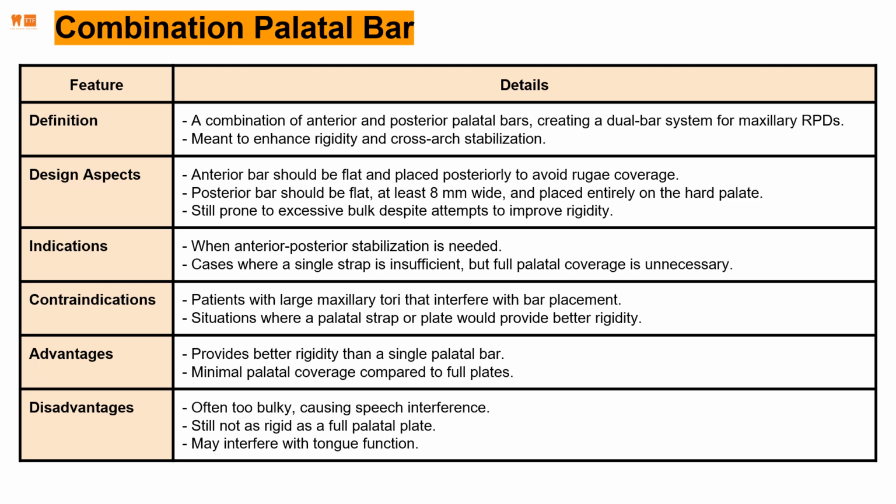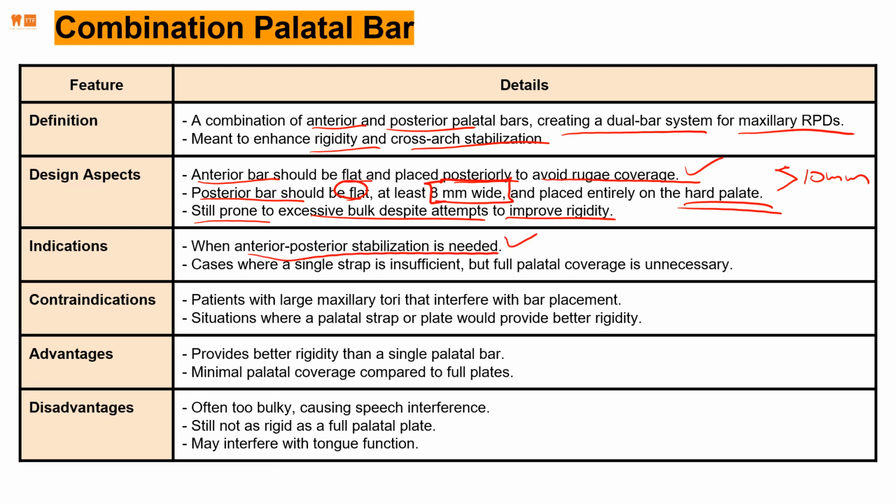Same thing with combination. In any way, it's just a combination of anterior and posterior bar, creating dual bar systems for maxillary RPDs. It's meant to enhance rigidity and cross-arch stabilization, so basically an anterior bar should be flat, placed posteriorly to avoid rugae, more than 10 millimeters. Remember that, guys. Posterior bar should be flat, at least 8 millimeters wide, placed entirely on the hard palate, still prone to bulk. Right? Indications are when anterior posterior stabilization is required.